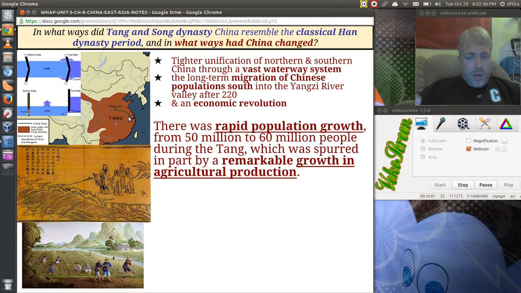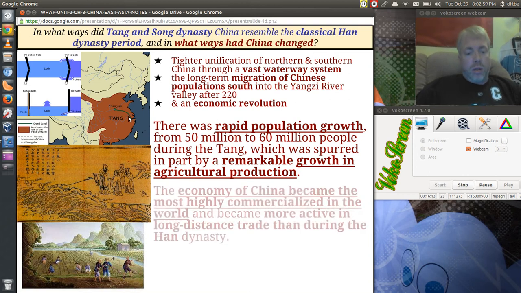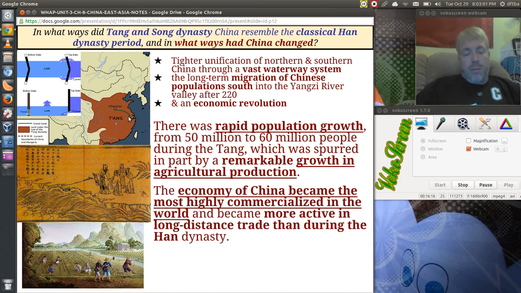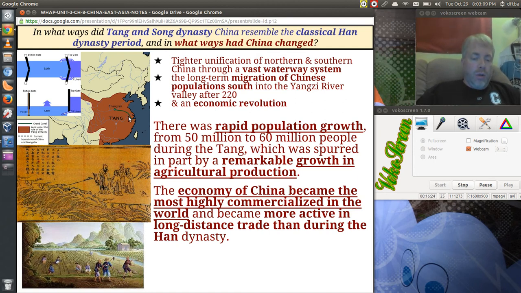As we've mentioned here, the canals are going to help them not only produce food and move food and get products to people. The food that was grown in the south could now be transported to the north, and you could support a higher population. The economy of China became the world's most productive, and it's the most highly commercialized in the world.